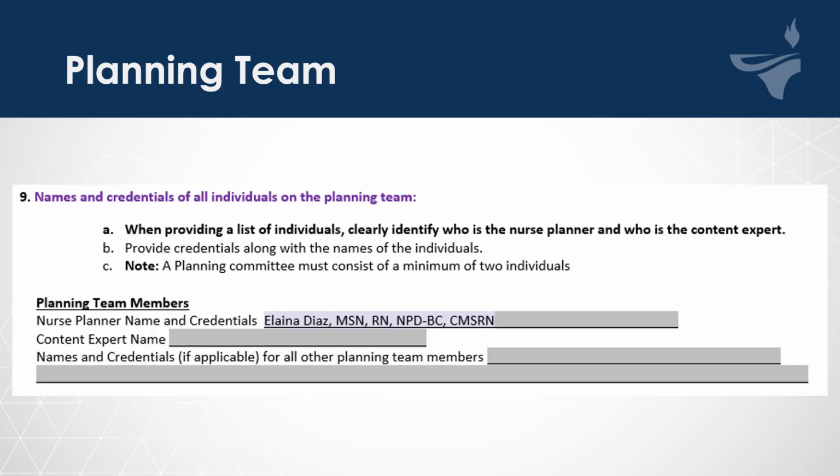When providing a list of individuals on the planning team, clearly identify who is the nurse planner and who is the content expert. In the case of the TNA TNF provider unit, the nurse planner is the Director of Nursing Professional Development. The primary presenter is usually identified as the content expert. However, the planning team may have a specific identified person serving as a content expert reviewer, and in this case that person would be listed as the content expert. Please provide the credentials of all planners and team members along with the names. A planning team must consist of a minimum of 2 individuals.